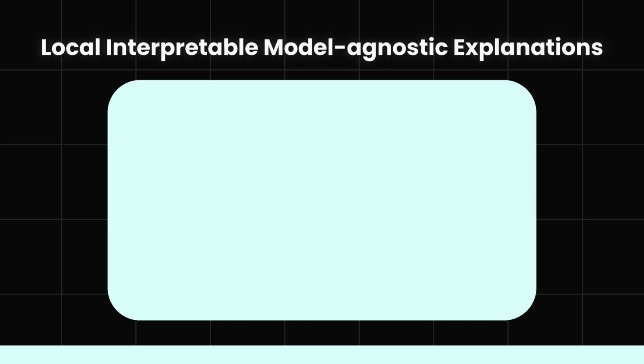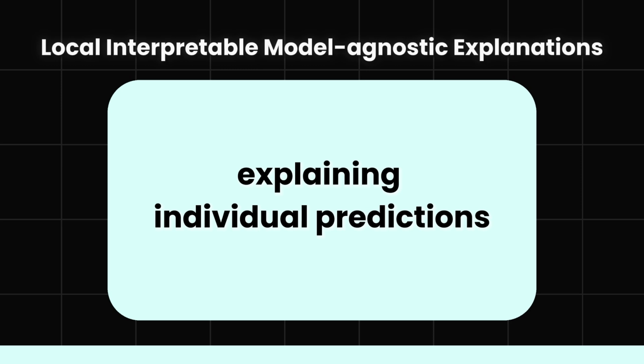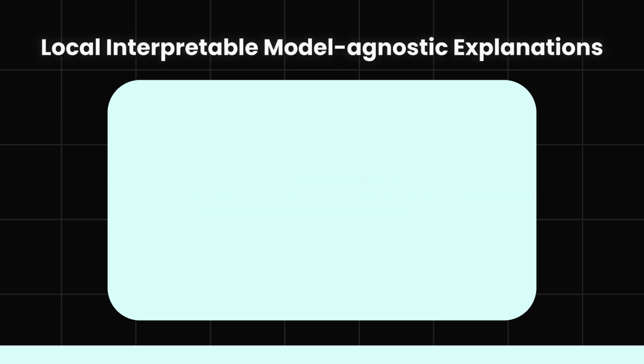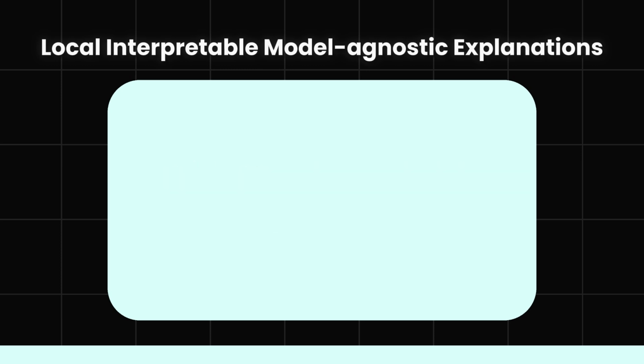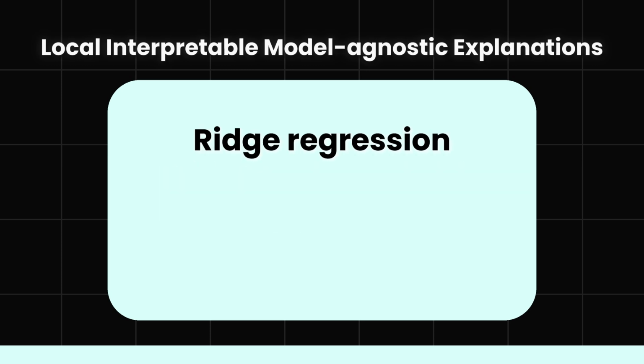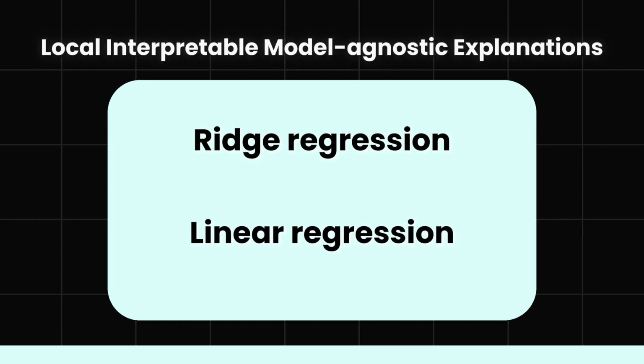Now to LIME, Local Interpretable Model-agnostic Explanations. It focuses on explaining individual predictions by approximating the complex model locally with an interpretable model. For example, you can compare how ridge regression works in comparison to linear regression.